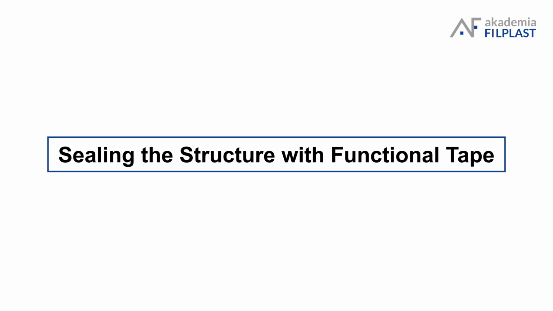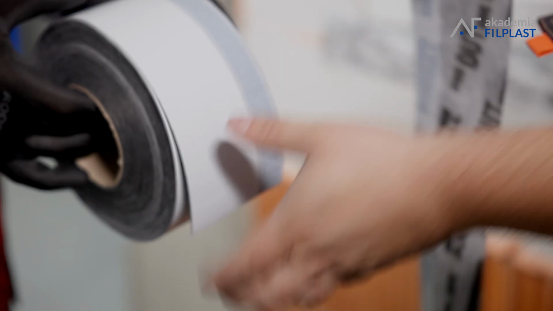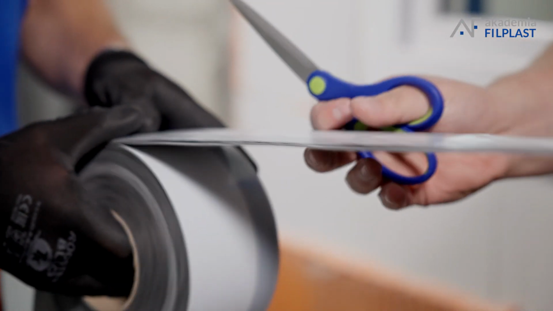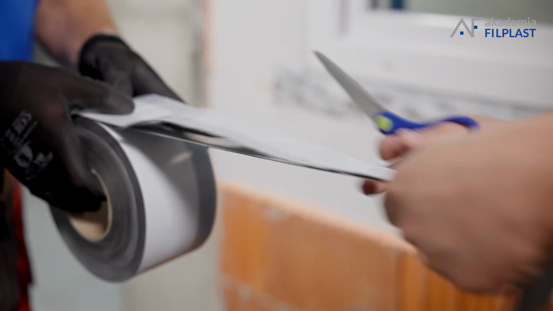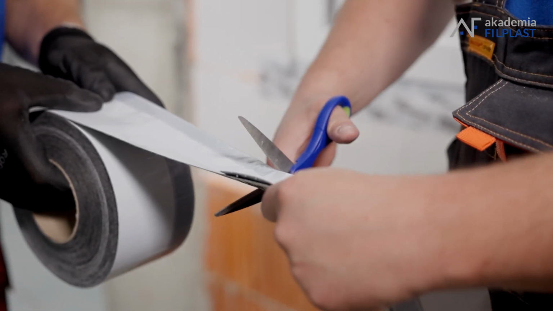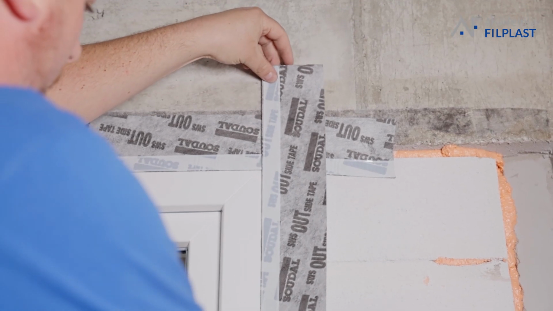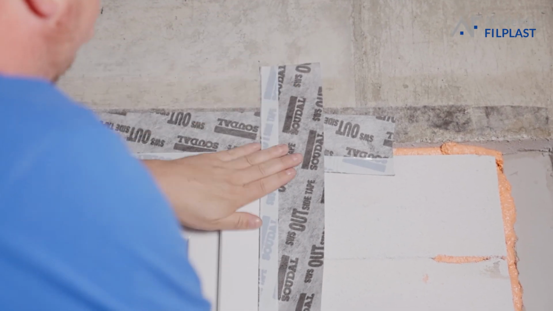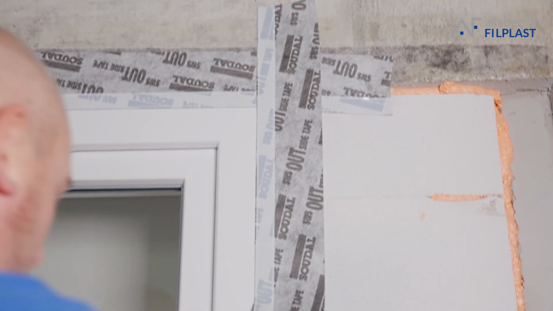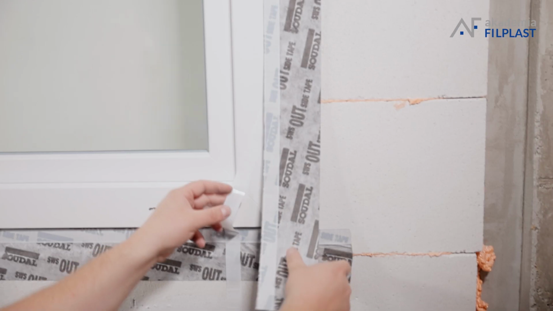Sealing the structure with functional tape. Apply functional tape to both the frame and the wall to seal the joint between the two, ensuring proper insulation and weatherproofing.